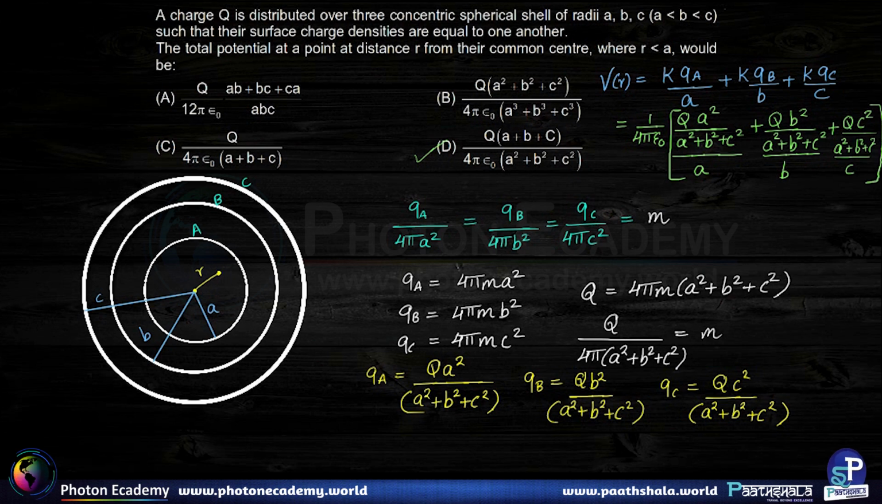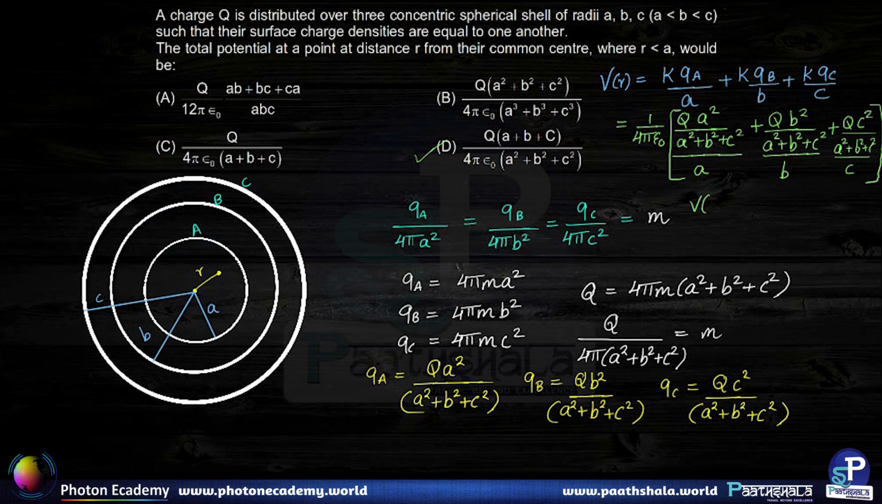Alright, so this V at r is simply going to be equal to 1 upon 4 pi epsilon naught. The denominator is common and Q is common as well: Q upon a square plus b square plus c square. The denominator happens to be common over here in this question, and in the numerator we'll be left with a plus b plus c. So we can observe that clearly option D is going to be the answer.